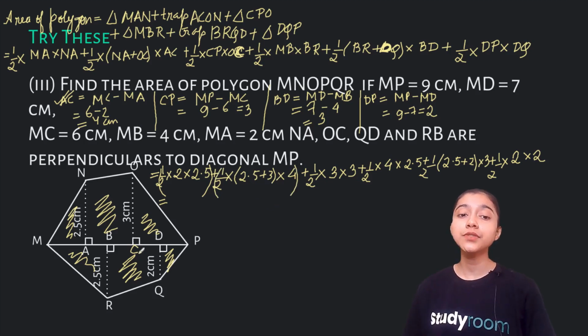Next up, for the area of this triangle CPO, we have half into base CP. Base CP is not given directly, so we have to calculate the base CP.